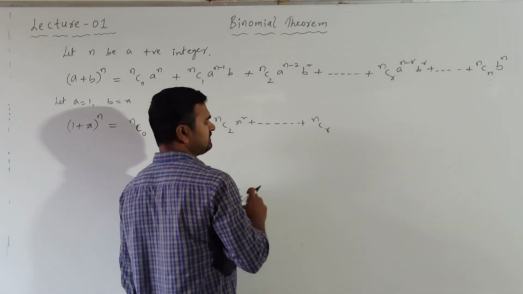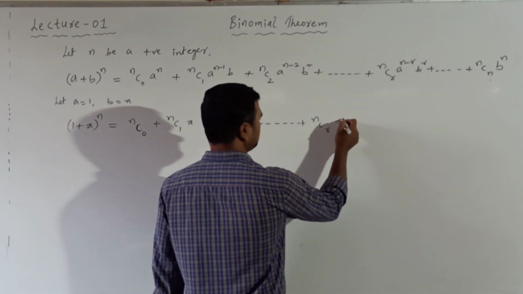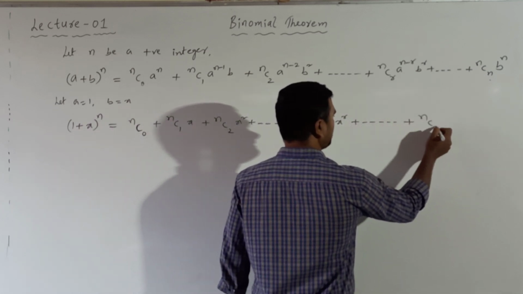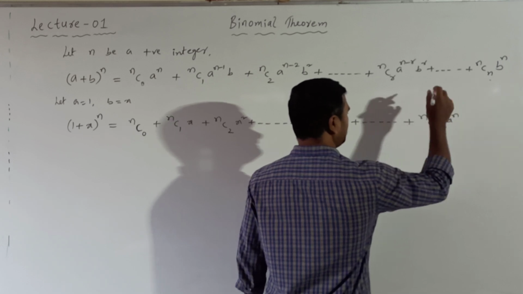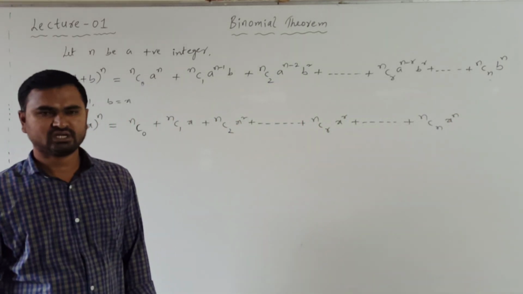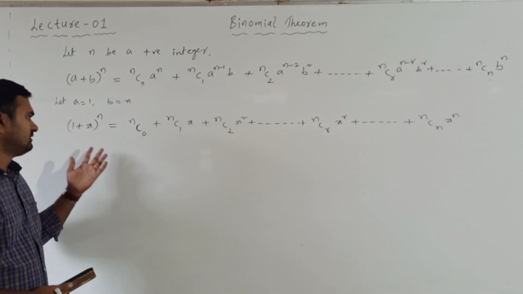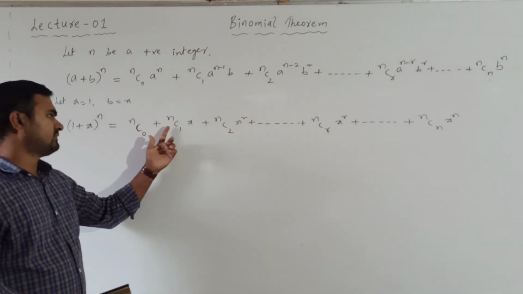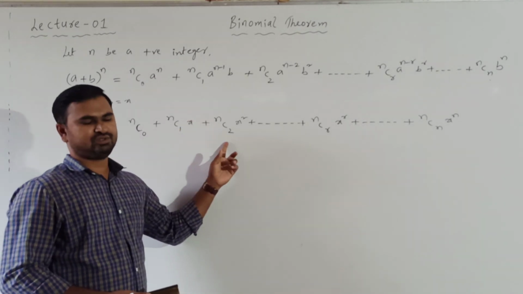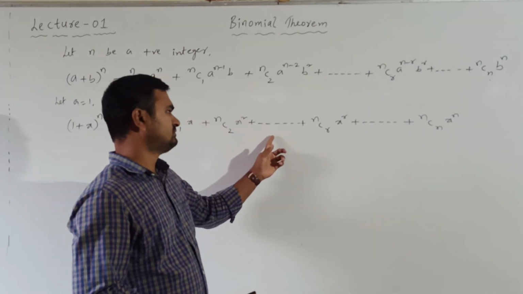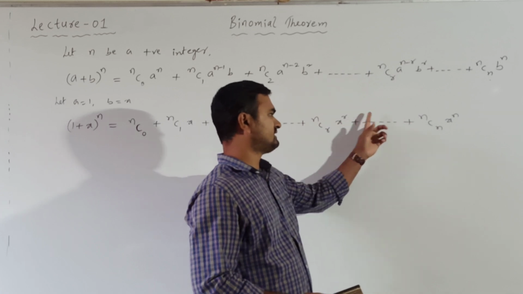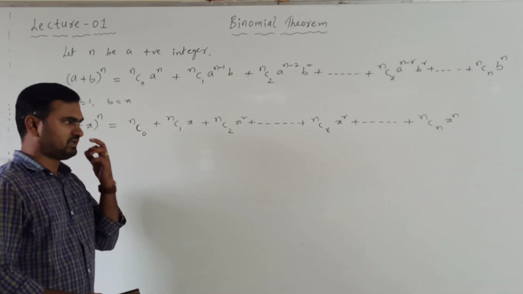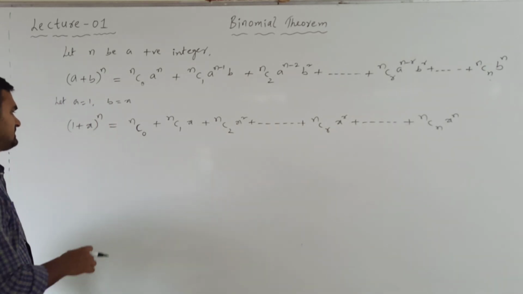nCr, where 1 power n minus r is 1, into x power r, and so on. The last term will be nCn into x power n. Okay, so this is the expansion for (1 plus x) whole power n: nC0 plus nC1 x plus nC2 x square plus nC3 x cube, and so on, nCr x power r, and the last term is nCn x power n. So this is one expansion.